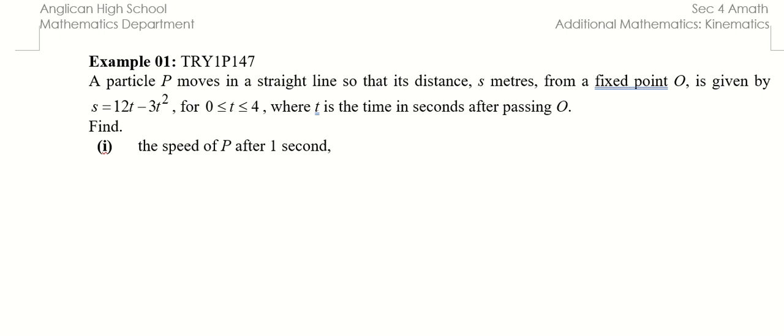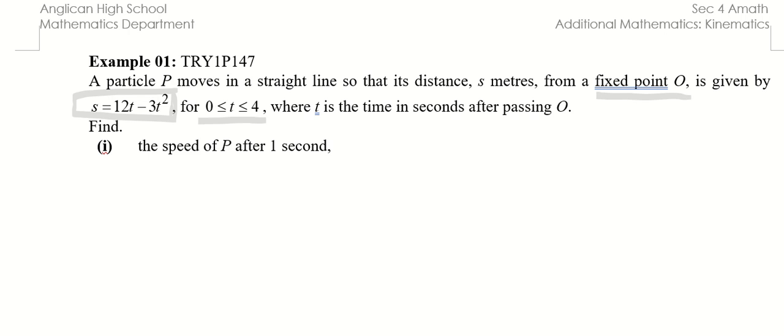Now, a particle P moves in a straight line so that the distance s meters from a fixed point O is given by a formula s equals 12t minus 3t squared for t between 0 to 4. After 4, I don't know what it is already, so I'm not going to talk about anything after 4. Now, find the speed of P after 1 second.